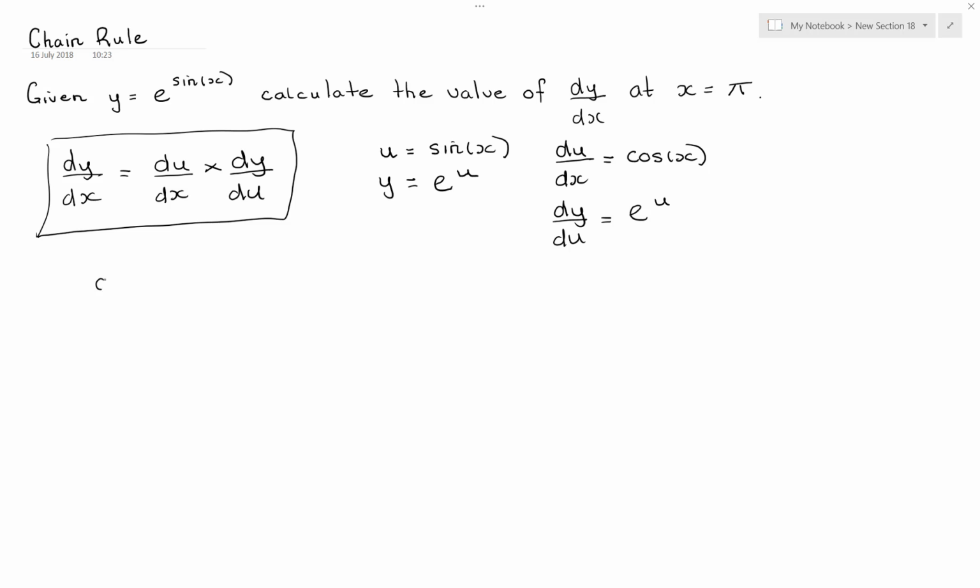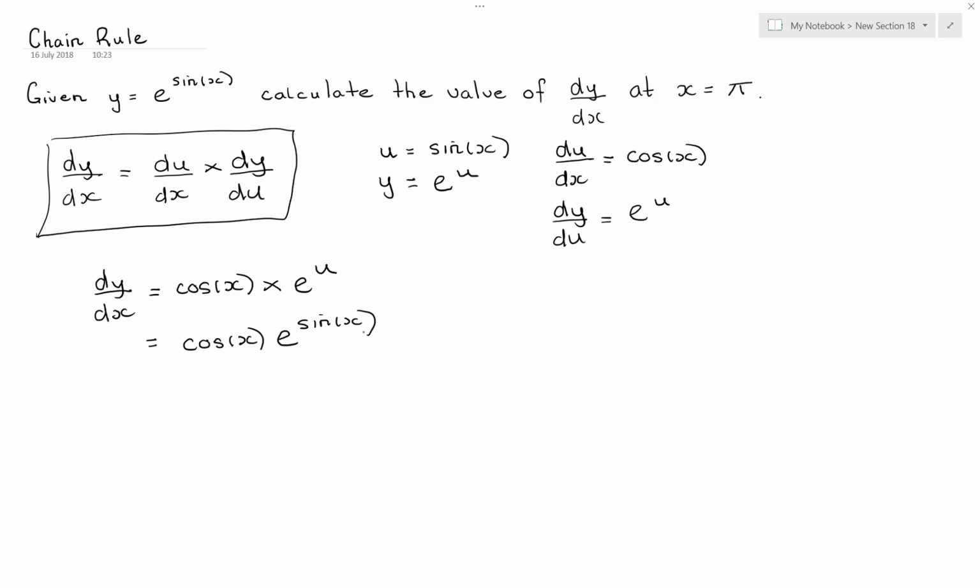So we can now write down dy by dx. dy by dx is du by dx, which was cos x, and then multiply that by dy by du, which was e to the u. But recall that we define u to be sine x, so we can see dy by dx is cos x multiplied by e to the sine x. So this is our dy by dx.